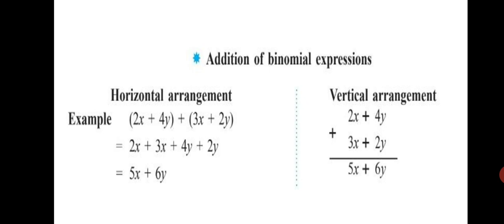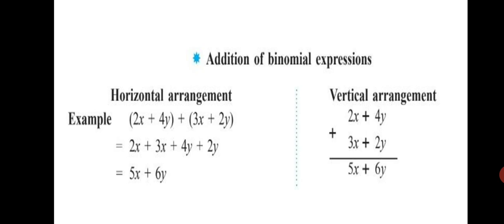So what we have done after opening the brackets is bring like terms together: x terms together and y terms together. And now add the coefficients. 2 plus 3, 5, the variable remains the same, that is x. Plus 4 plus 2, 6, and the variable y remains the same. Final answer, 5x plus 6y. Can we add 5x plus 6y further? No. The variables are different. So you can only add when the variables are the same.